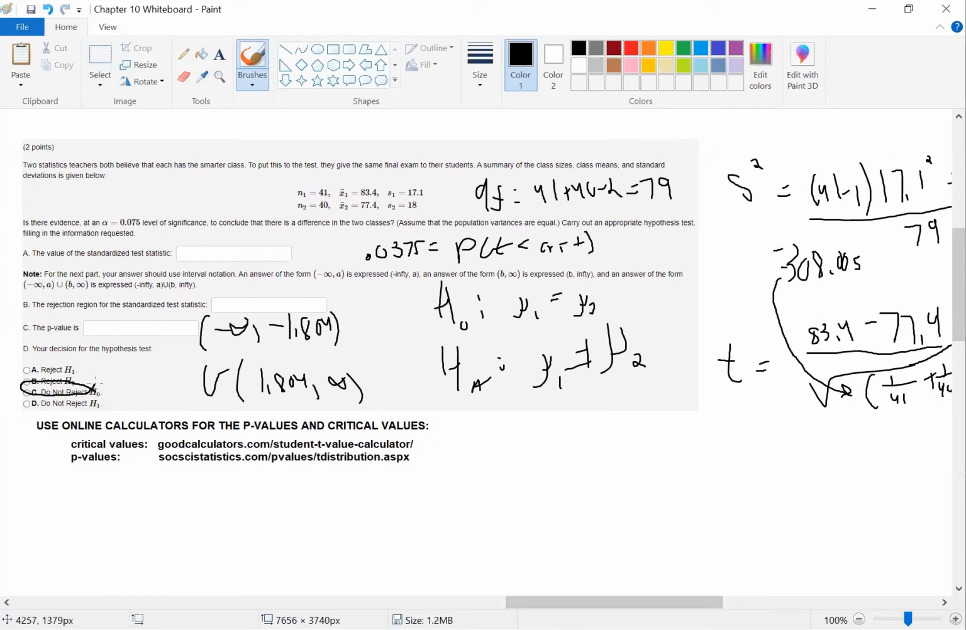You never reject nor fail to reject the alternative. We're always dealing with the null. So if you see something that says reject H1 or don't reject H1, instantly wrong. Although to be fair, you have unlimited attempts, so I suppose you could guess your way through that.